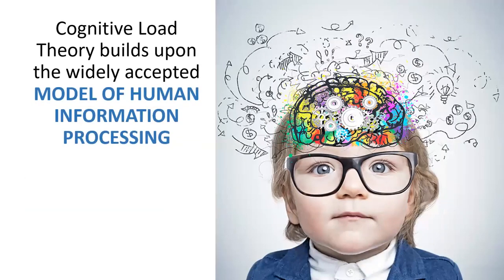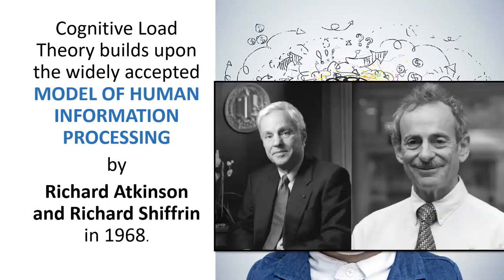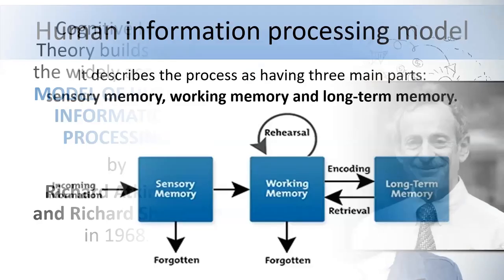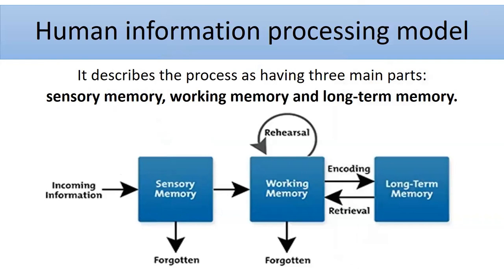So, cognitive load theory builds upon the widely accepted model of human information processing, which was given by Richard Atkinson and Richard Shiffrin in 1968. The human information processing model describes the process as having three main parts. Understanding this model is essential for educators and learners to optimize learning outcomes and facilitate the acquisition and retention of knowledge and skills. So here we have sensory memory.